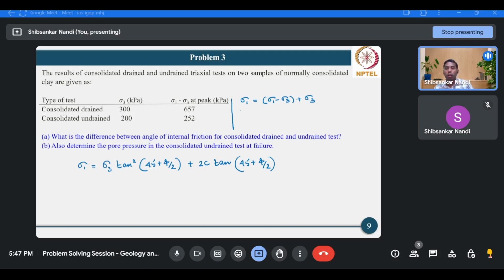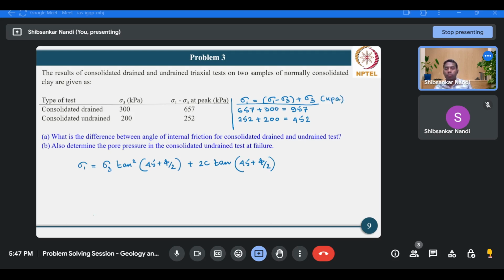Therefore for the first test, the drained test, it will be 657 plus 300, that is 957. And for the second case, it will be 252 plus 200, that is 452. These are all in kPa.